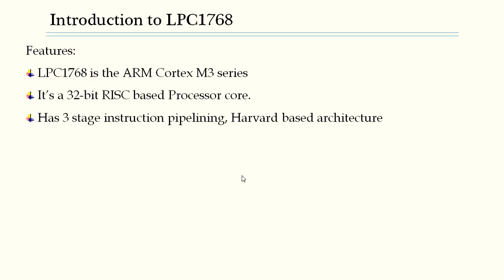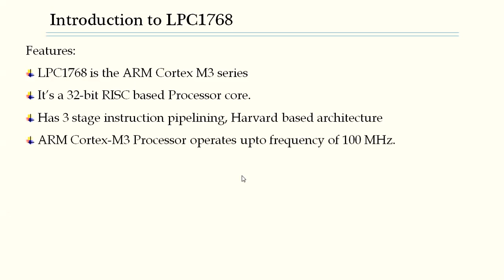In case of the Harvard architecture, you have a separate memory for the code and a separate memory for the data. The advantage here is the speed. Fine. And LPC1768 has the Harvard based architecture wherein there is a separate memory for the code and a separate memory for the data. The next feature we have is the ARM Cortex-M3 operates up to a frequency of 100 megahertz. That's the speed at which it operates.